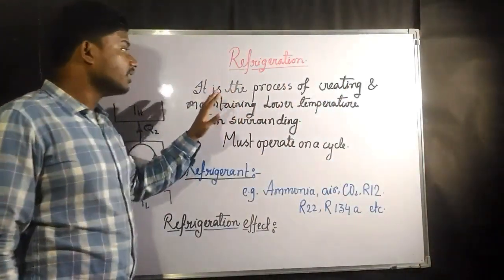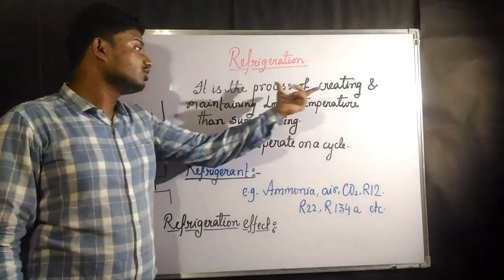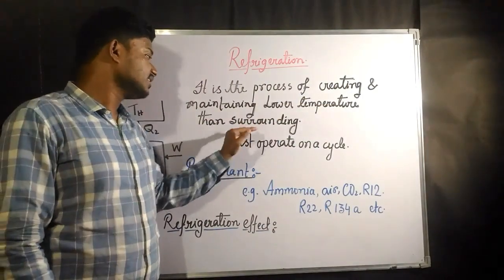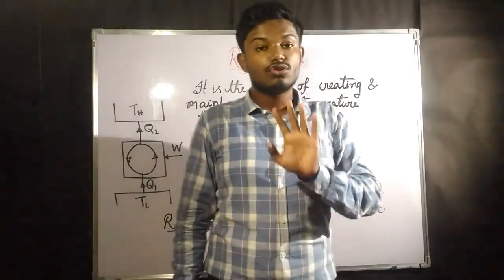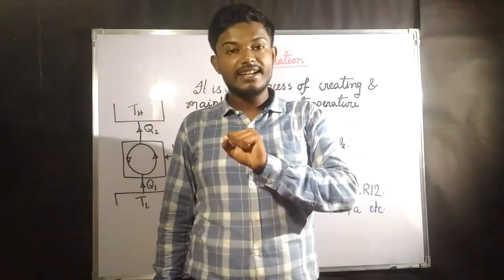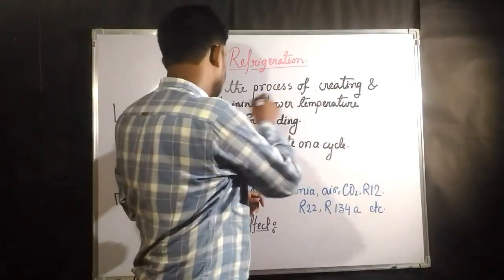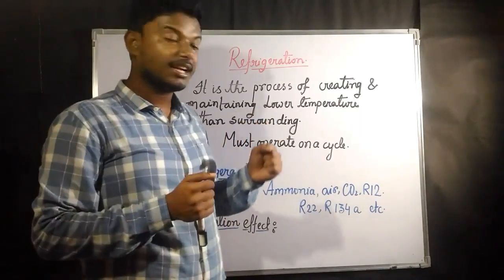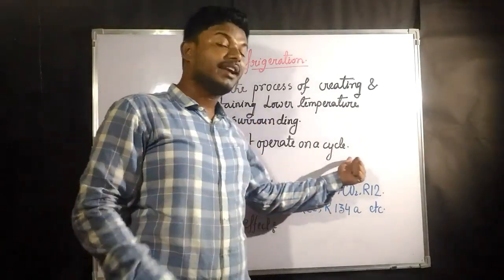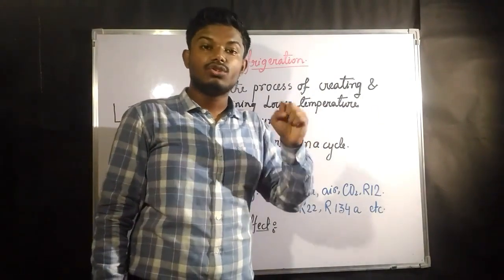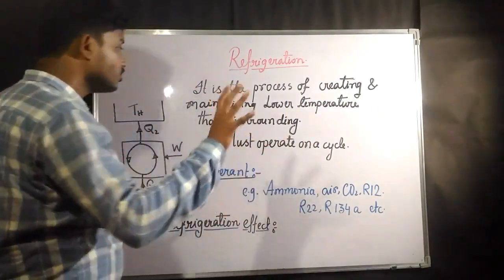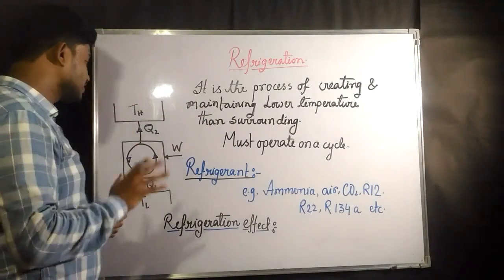So refrigeration is a process of creating and maintaining a lower temperature than the surroundings, and it must operate on a cycle. The two purposes are creating the temperature lower than the atmospheric temperature, and operating on a cycle so that we can maintain that lower temperature. So this is the complete scenario of refrigeration.